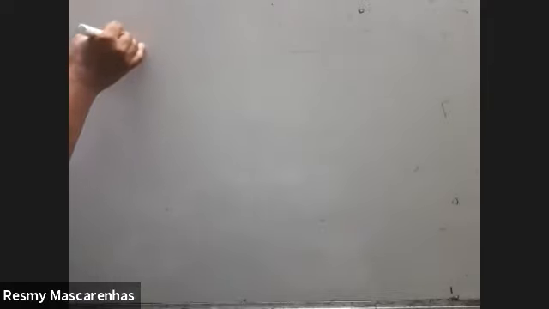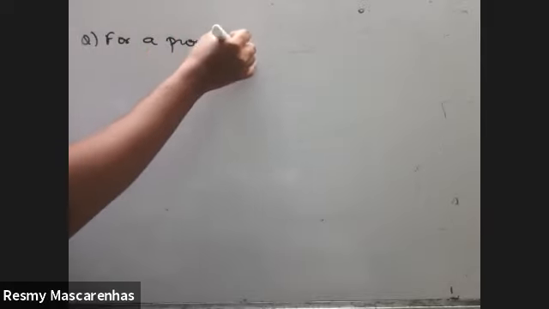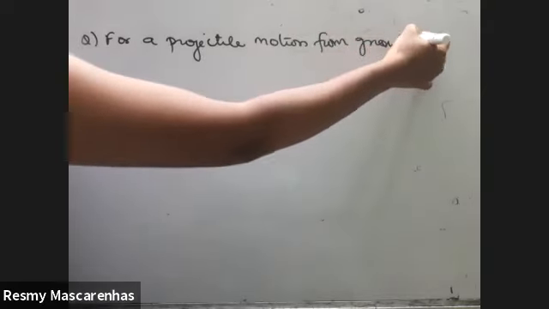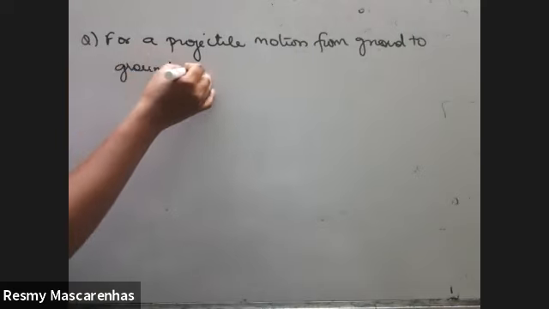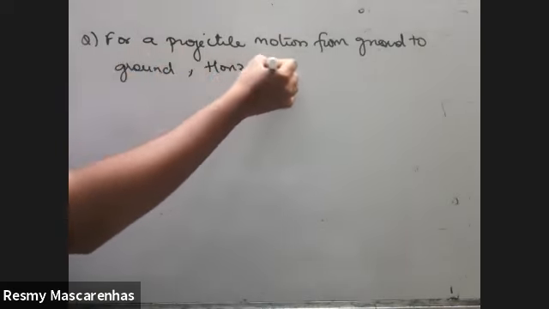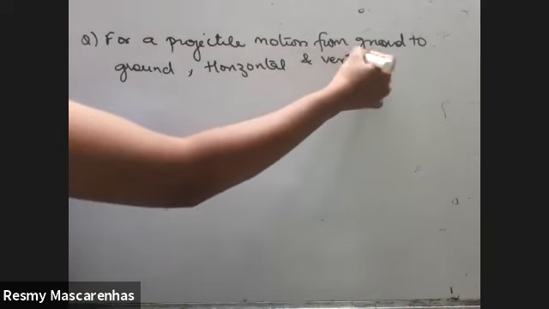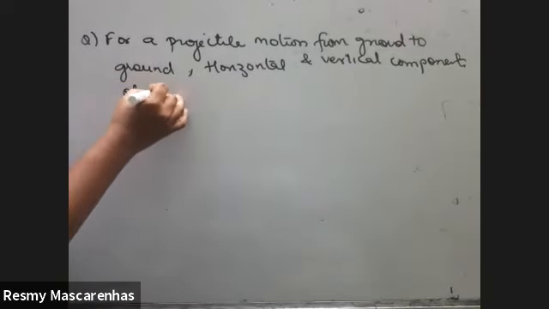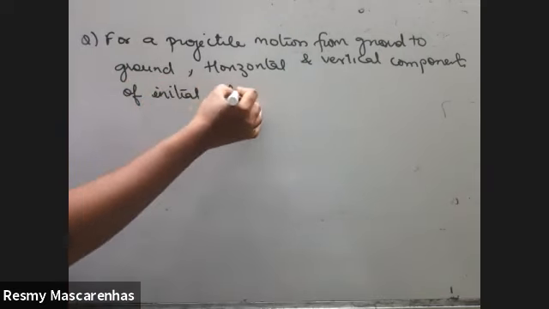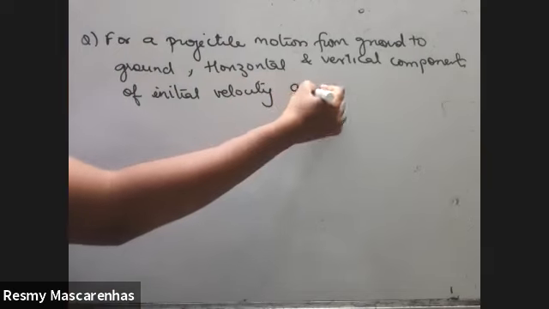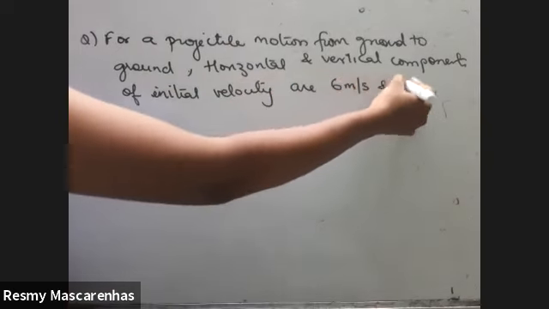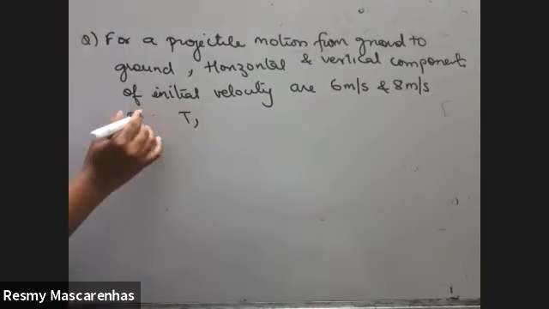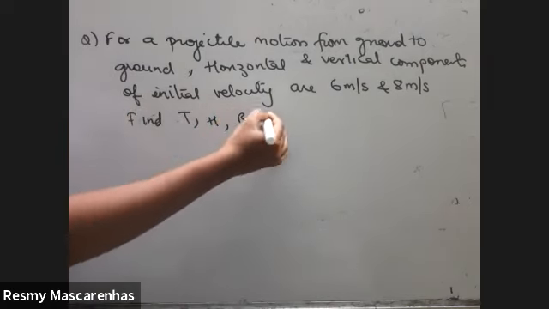Next one, for a projectile motion from ground to ground, horizontal and vertical components of initial velocity are 6 meters per second and 8 meters per second. Find time, height, range and angle.